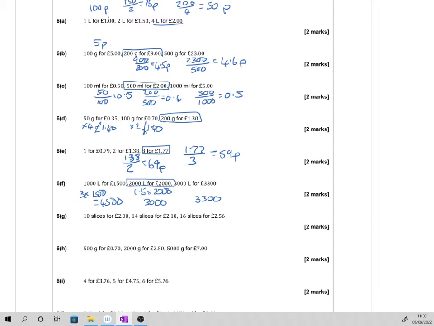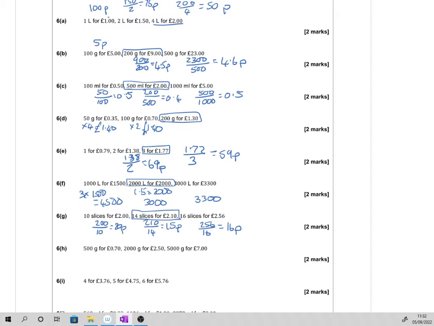10 slices for £2.00. So let's find out how much a slice. 200 pence divided by 10 equals 20 pence a slice. 210 divided by 14 equals 15 pence a slice. And 256 divided by 16 is 16 pence a slice. So the best one is this one.